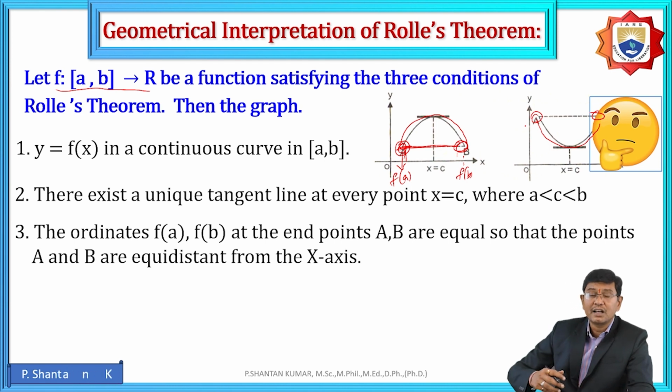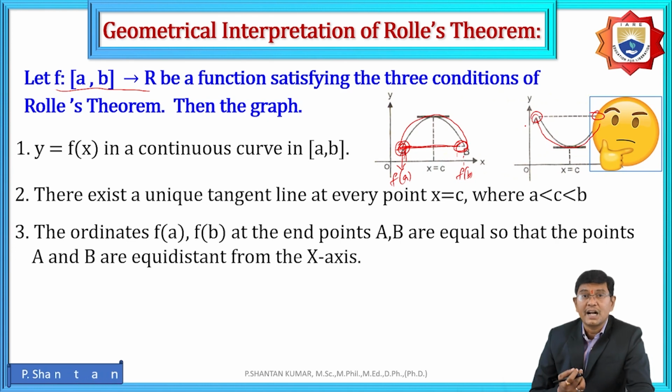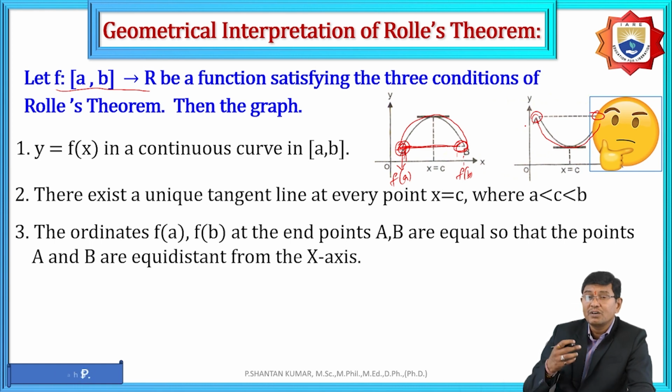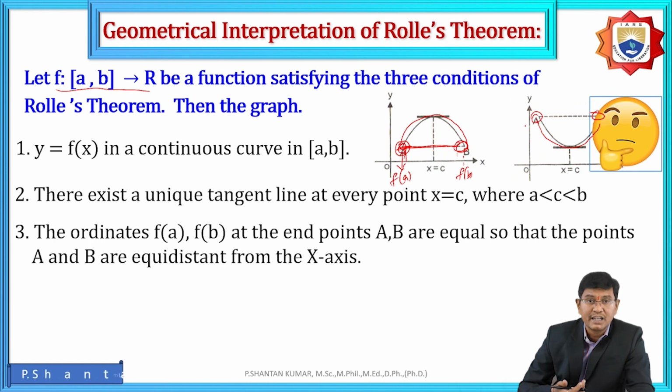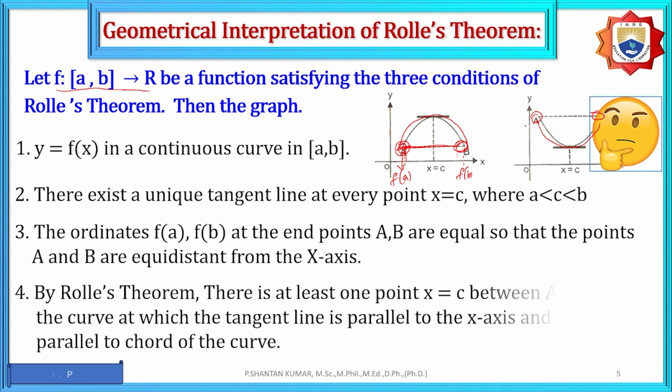That means the conclusion is: f of x is a curve, a continuous function in the closed interval, and differentiable in the open interval a comma b, and f of a is equal to f of b. These are the three conditions required to be satisfied. And based upon this, there exists c belonging to a comma b such that f dash of c is equal to 0. Geometrically, this is how we can describe the Rolle's theorem.